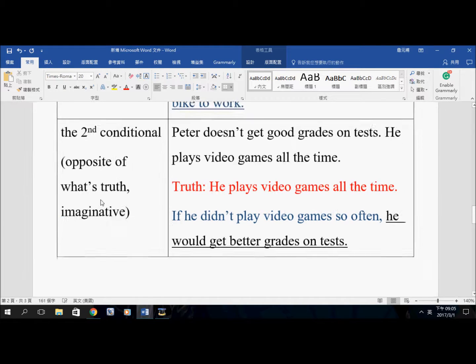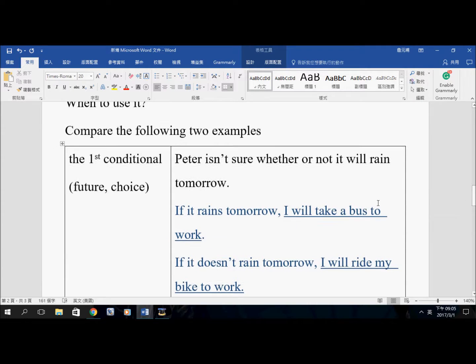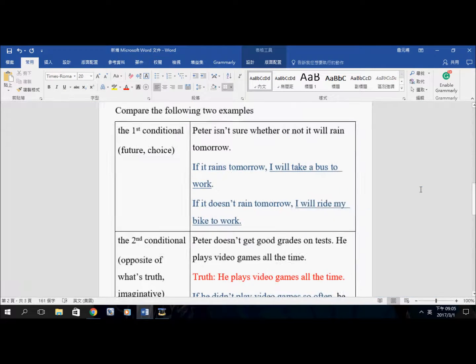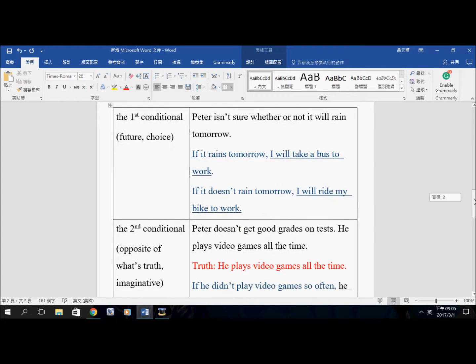So let's go back to the first and the second conditional. Let me zoom out. For the first conditional, we use it because we're talking about the future. We're actually making a choice. Tomorrow, I don't know what the weather will be like, but if it rains, this is what I will do. If it doesn't rain, this is what I will do. So I'm actually planning and making a decision for the future.